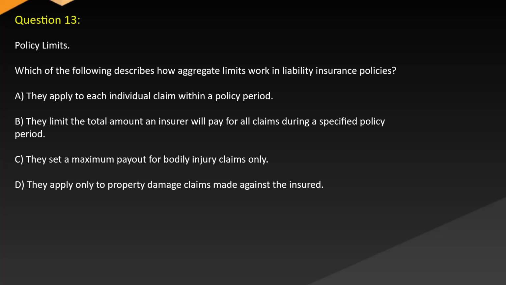Question 13. Policy limits. Which of the following describes how aggregate limits work in liability insurance policies? A. They apply to each individual claim within a policy period. B. They limit the total amount an insurer will pay for all claims during a specified policy period. C. They set a maximum payout for bodily injury claims only. D. They apply only to property damage claims made against the insured.